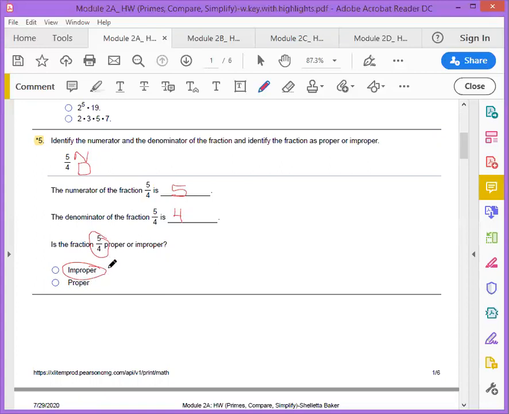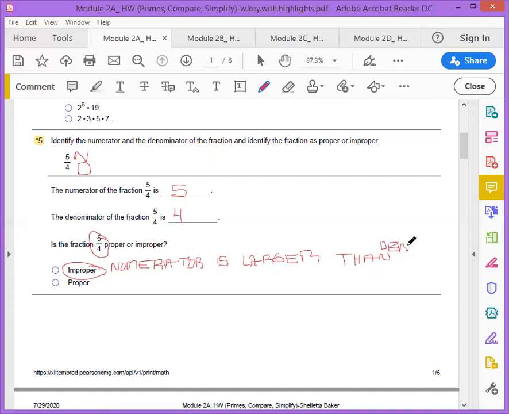So we'll remember those rules. Improper means the numerator is larger than the denominator. And then, of course, proper fractions will be the opposite. Proper fractions is when the numerator is smaller than the denominator. So we're writing the definition for improper: numerator is larger than the denominator.